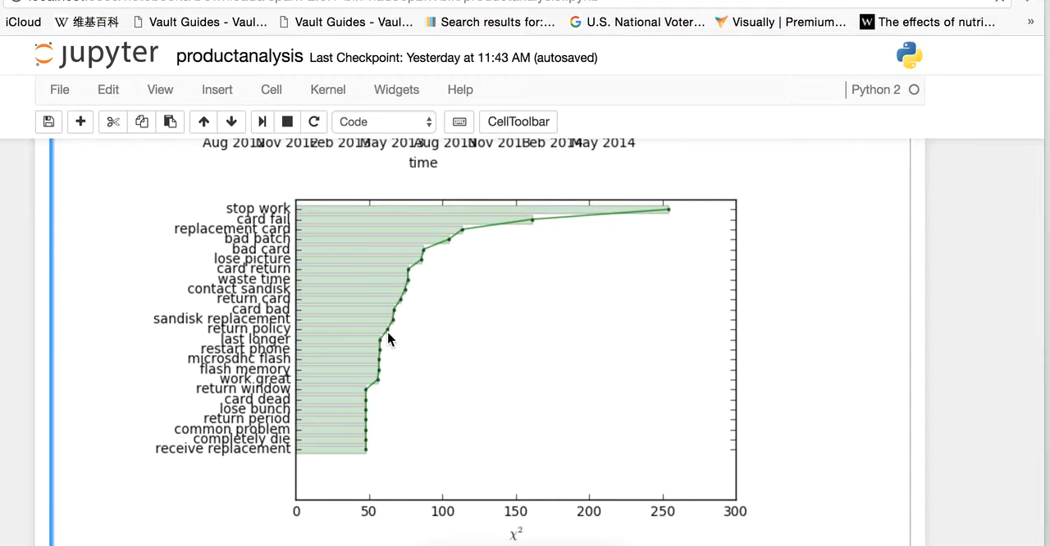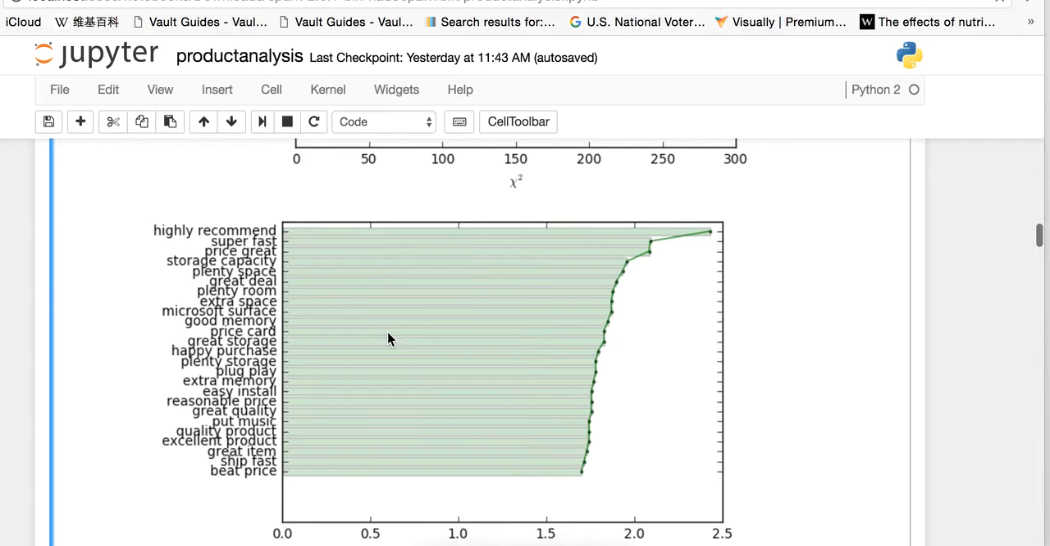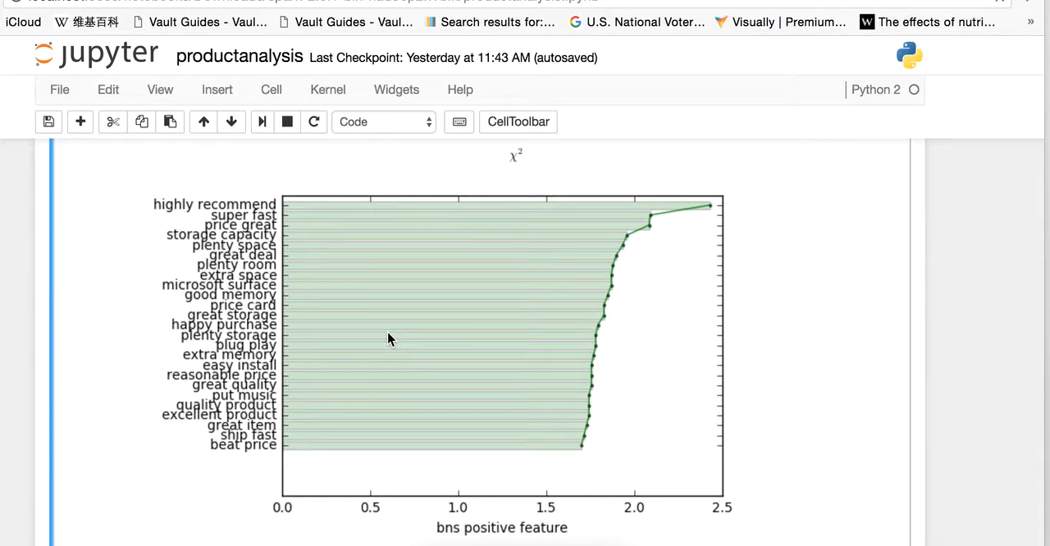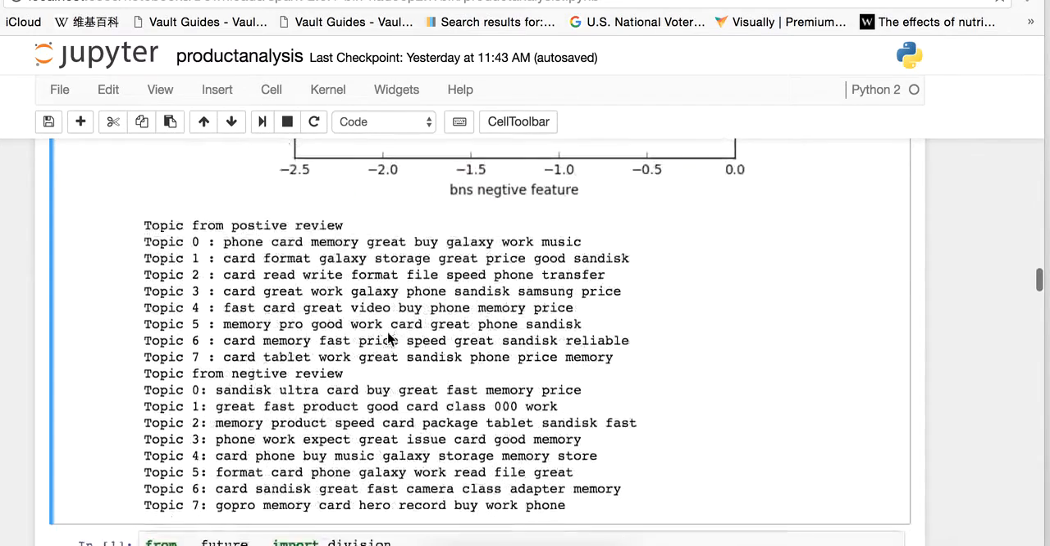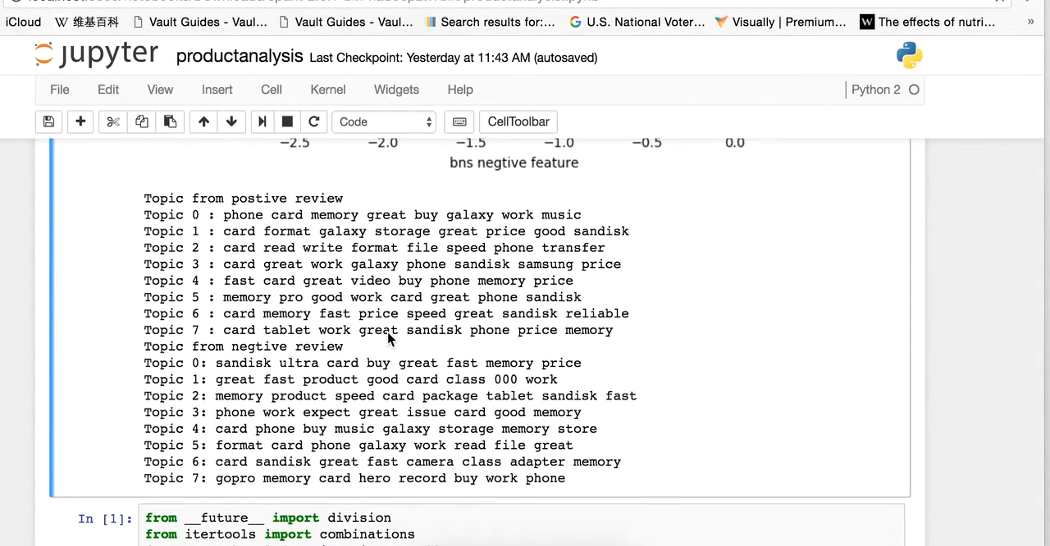This is generally some features selected by the chi-square. Those are the positive features, negative features, and also the topics from the positive reviews and topics from negative reviews.